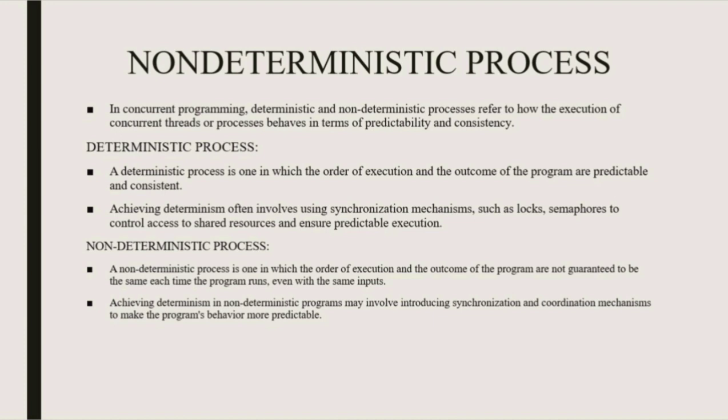Deterministic process. A deterministic process is one in which the order of execution and the outcome of the program are predictable and consistent. In a deterministic program, the same set of inputs will always produce the same set of outputs, and the execution order of threads or processes is well defined and consistent. Achieving determinism often involves using synchronization mechanisms such as locks and semaphores to control access to shared resources and ensure predictable execution.